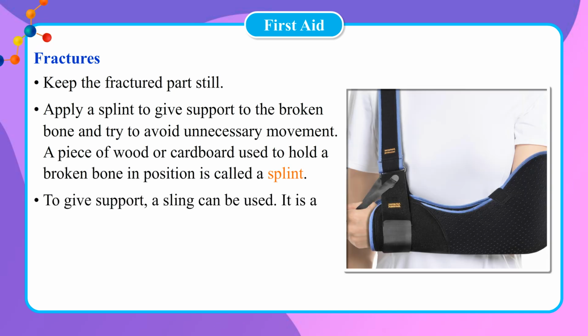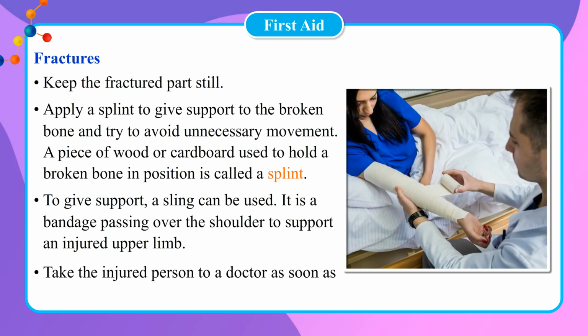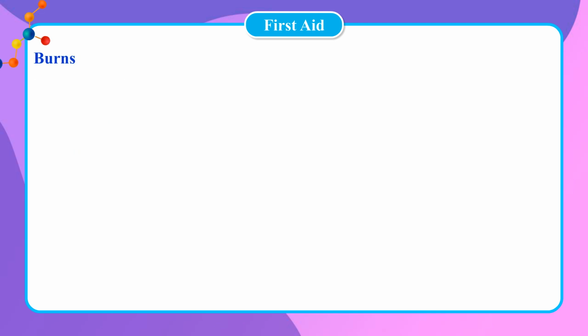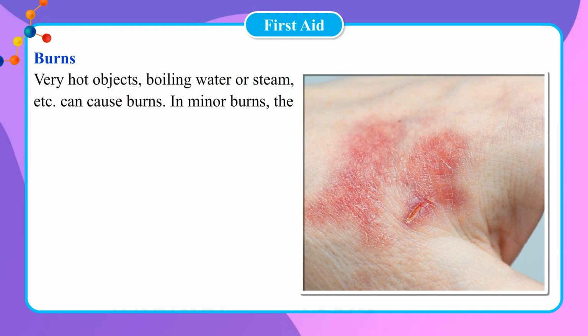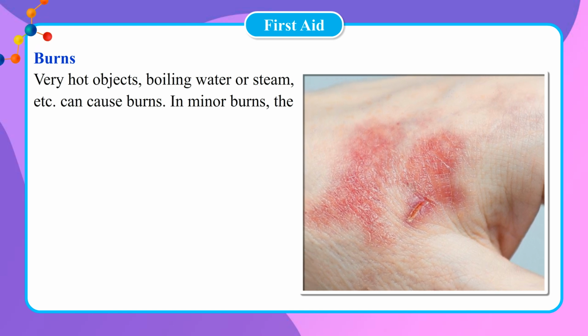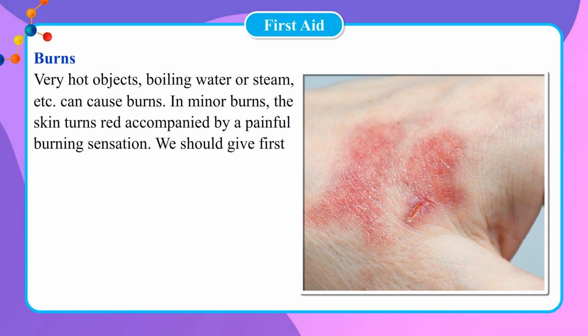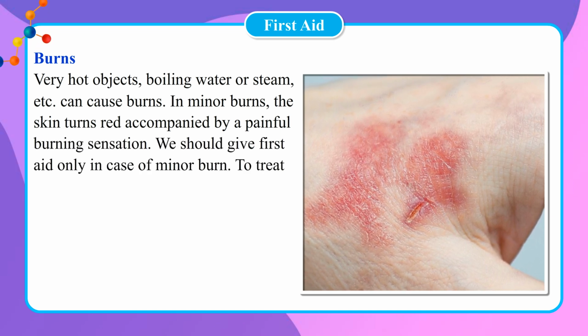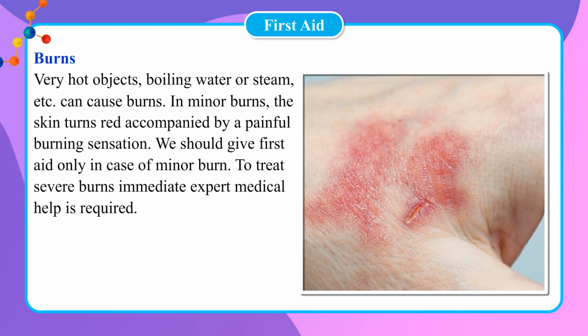To give support, a sling can be used. It is a bandage passing over the shoulder to support an injured upper limb. Take the injured person to a doctor as soon as possible. Burns. Very hot objects, boiling water or steam, etc. can cause burns. In minor burns, the skin turns red accompanied by a painful burning sensation. We should give first aid only in case of minor burns. To treat severe burns, immediate expert medical help is required.